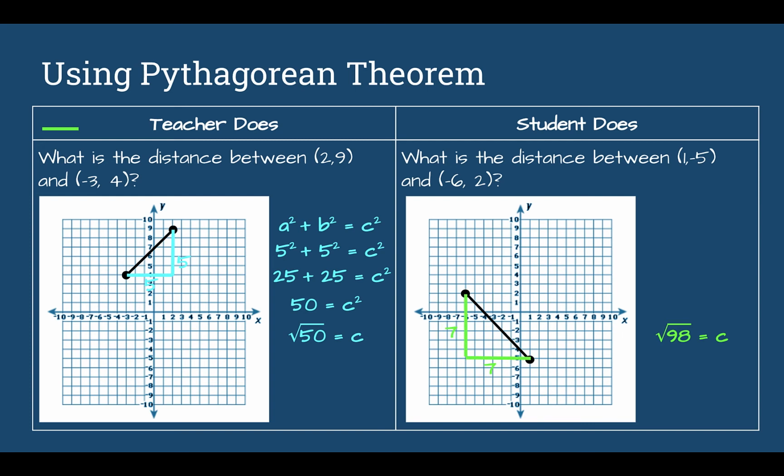Draw your legs. This time both legs were 7. So 7 squared plus 7 squared, 49 plus 49 is 98. Square root that to get your answer. In both of these, the legs happen to be the same length. That is just coincidence. They're not always going to be that, as we'll see in the next example.